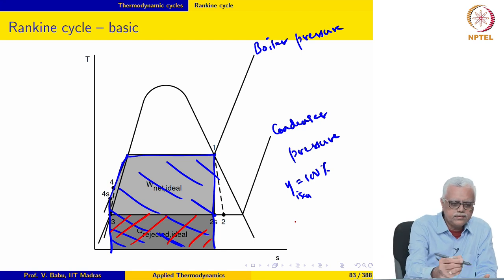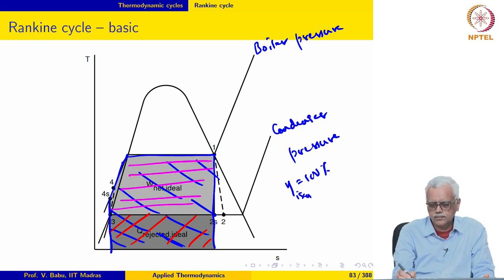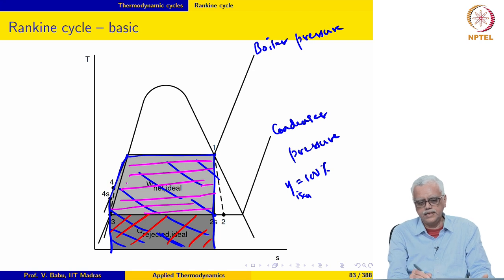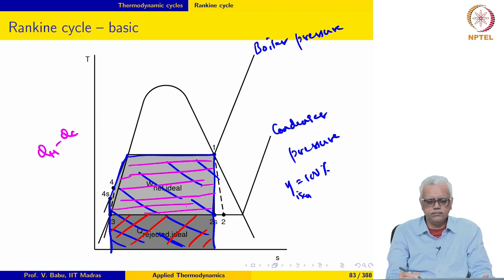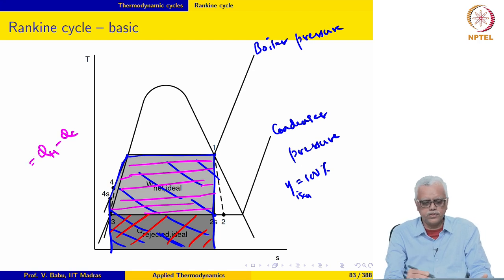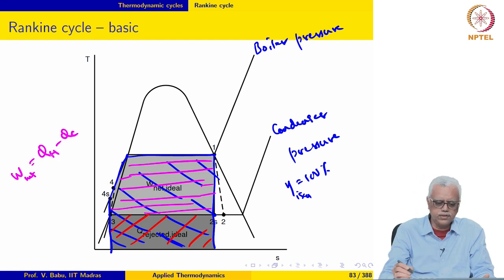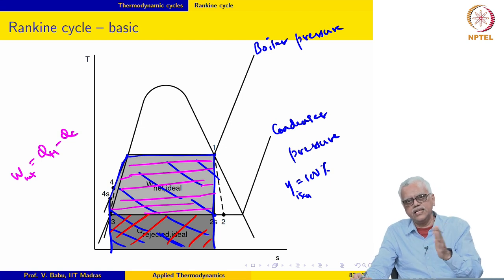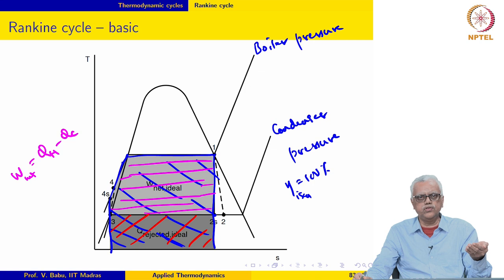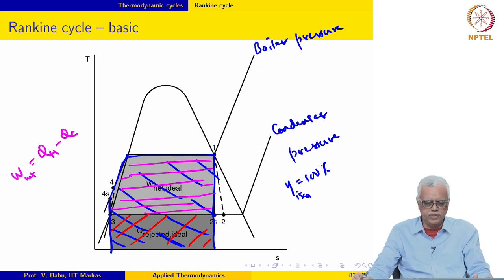This area that you are seeing here is QH minus QC, the area shown in pink. And since the working substance executes a cyclic process, you know from first law that this is the net work that is produced during the cycle. Of course, when we illustrate processes on a TS diagram, we are showing the cycle, so everything is on a per cycle basis. When we actually do the calculation, since it is a steady flow process, everything will be on a per unit mass flow rate basis.